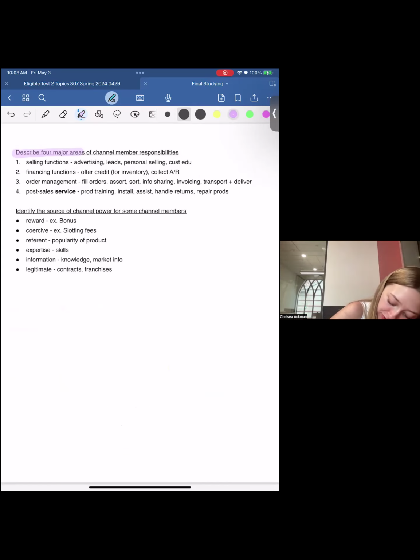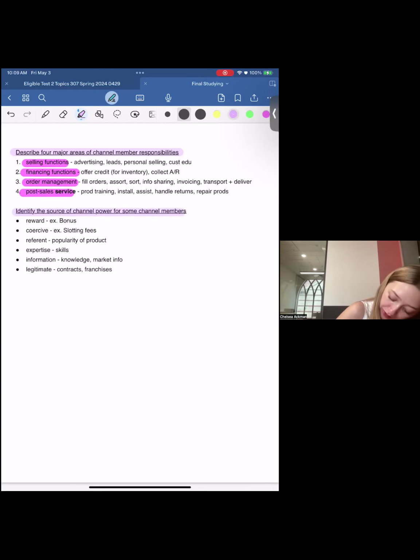Now, describe 4 major areas of channel member responsibilities. These are selling functions, which are advertising, finding leads, personal selling, and customer education. Financing functions, where you offer credit and collect accounts receivable. Order management, where you fill orders, assort, share info, invoice, transport, and deliver. And then post-sales service is focused on customer service, product training, you install, you assist, you handle returns, and you repair products.